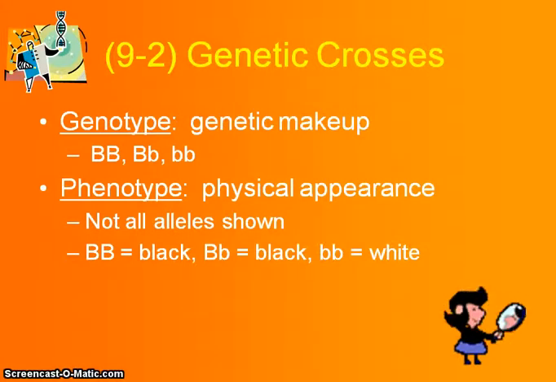So for a particular gene, you remember you have two alleles for every gene. So you could have two dominants, you could have a dominant and a recessive, or you could have two recessives for a particular trait. The phenotype is going to be the physical appearance.